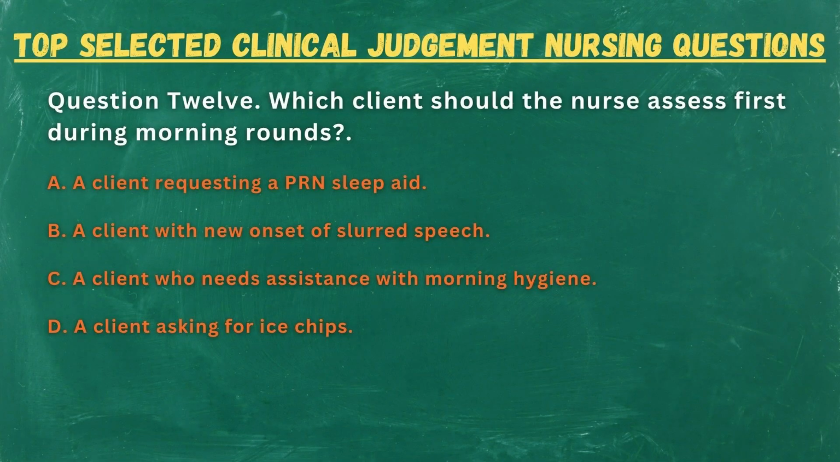Question 12. Which client should the nurse assess first during morning rounds? A. A client requesting a PRN sleep aid. B. A client with new onset of slurred speech. C. A client who needs assistance with morning hygiene. D. A client asking for ice chips.